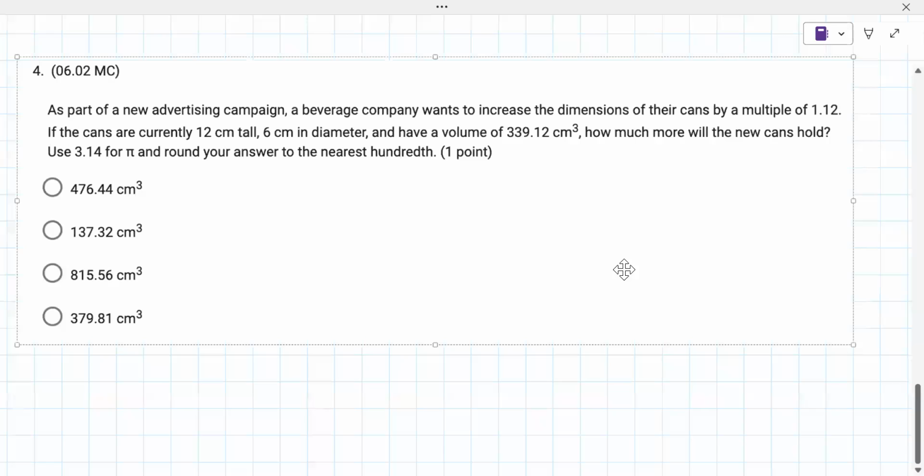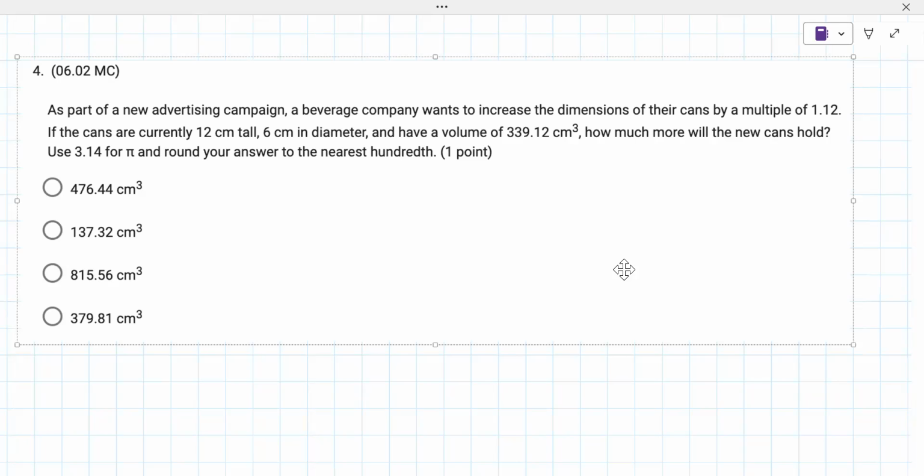Part of a new advertising campaign, a beverage company wants to increase the dimensions of their cans by a multiple of 1.12. If the cans are currently 12 centimeters tall and 6 centimeters in diameter, have a volume of 339.12 centimeters cubed, how much more will the new cans hold? Use 3.14 for pi and round your answer to the nearest hundredth.